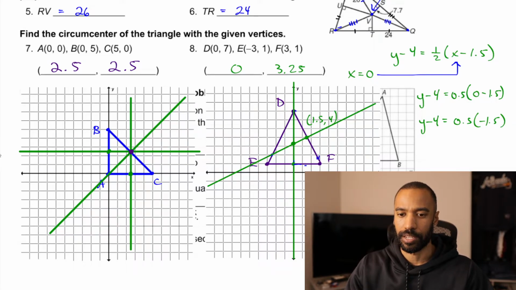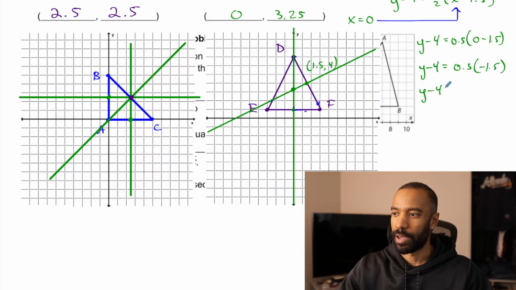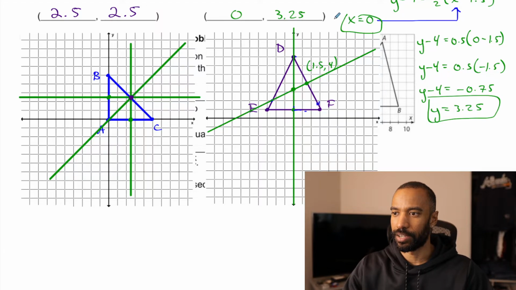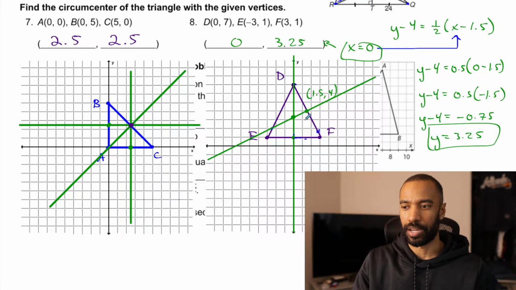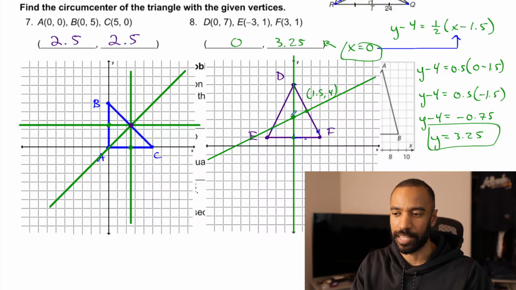And you can see why I'm so not a fan of this now. Y minus 4 equals, that's negative 0.75. Add 4 to both sides, you get y equals 3.25. So when x is 0, y is 3.25. And you can see that right there, and that's what we get. So there's a lot of work for that one. It's definitely a much harder problem than any of the other ones before it, but that is the circumcenter.